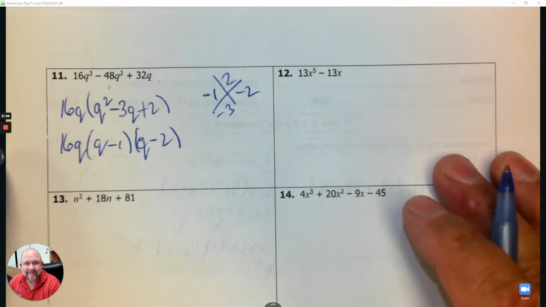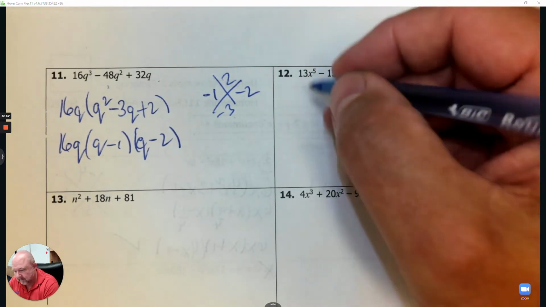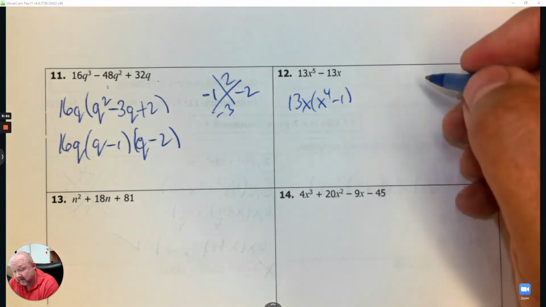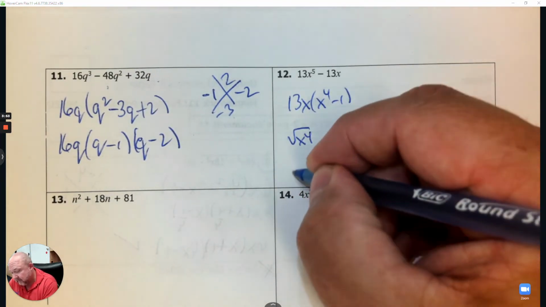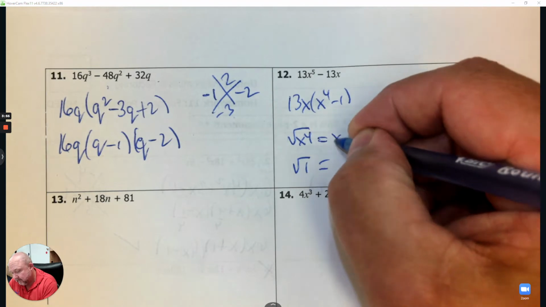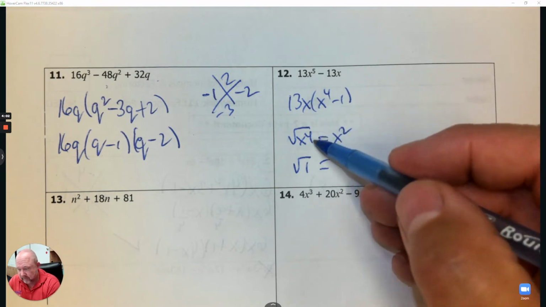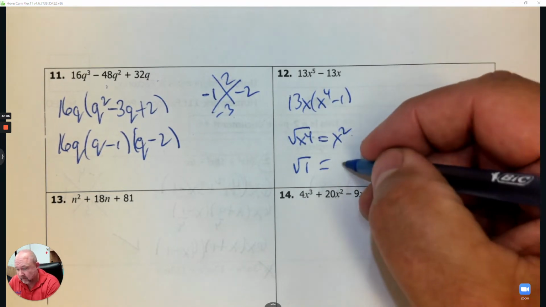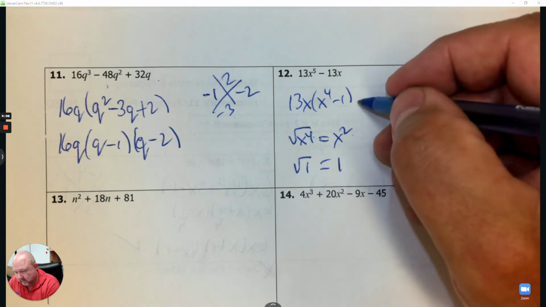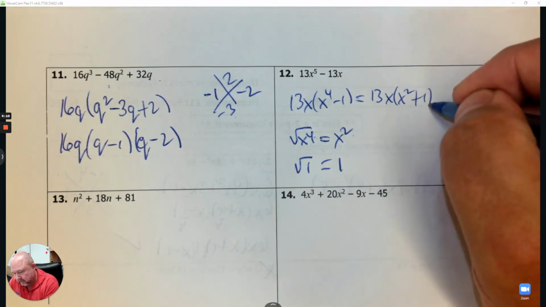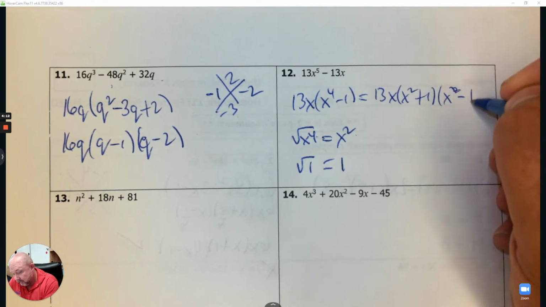Number 12. The greatest common factor is 13x, and then I divide, and then I'm going to square root. So the square root of x to the 4th and the square root of 1. Remember when you are square rooting algebra that you take the exponent and divide it by 2. So the exponent divided by 2, and then the square root of 1 is 1. So I have 13x, x squared plus 1, and x squared subtract 1.